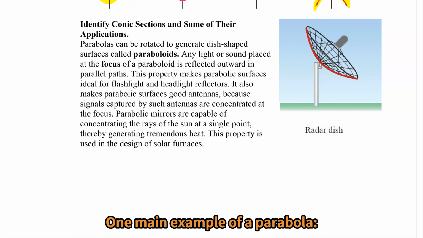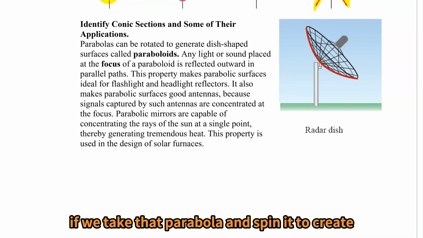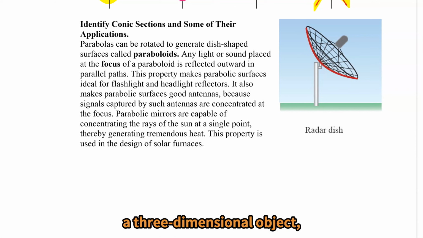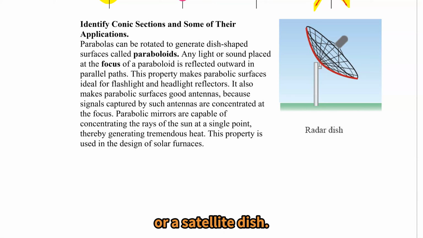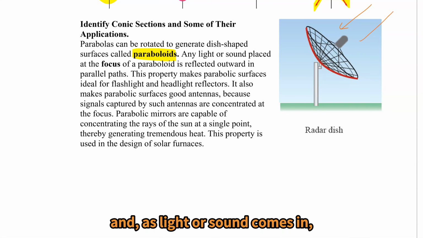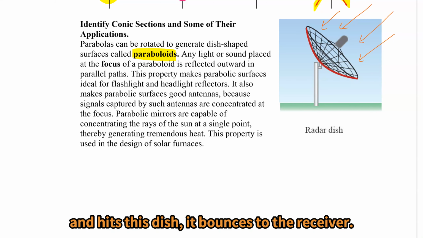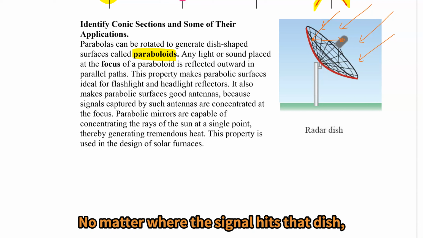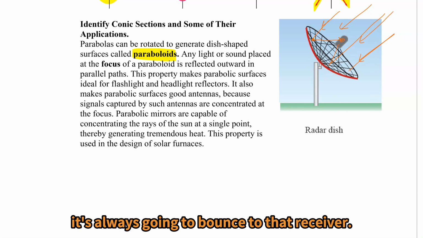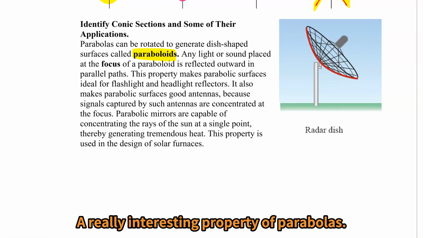One main example of a parabola: if we take that parabola and spin it to create a three-dimensional object, we get something like a radar dish or a satellite dish. These are called paraboloids, and as light or sound comes in and hits this dish, it bounces to the receiver. And that's how these dishes receive signals. No matter where the signal hits that dish, it's always going to bounce to that receiver. A really interesting property of parabolas.